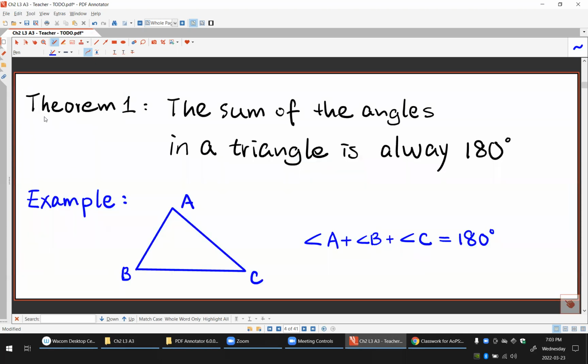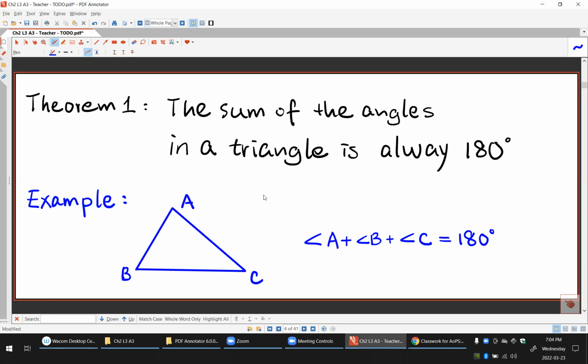Okay, so considering the angles in a triangle, actually there are 2 properties we need to know. So probably you have already heard of them. Property 1 is actually a theorem. Actually, we can prove this to be true. The sum of the angles in the triangle is always 180 degrees. For example, in this triangle ABC, the sum of the interior angles A, B, and C is 180 degrees.